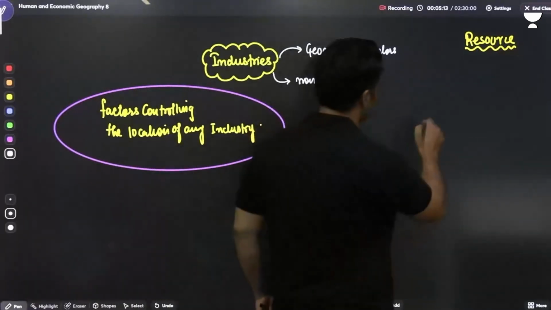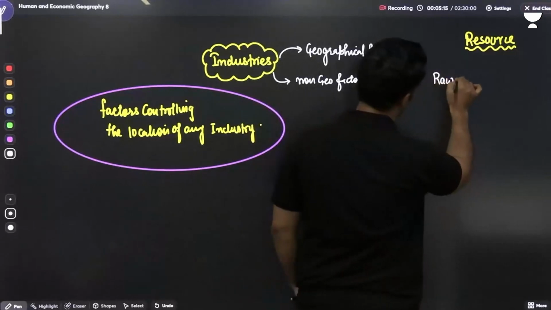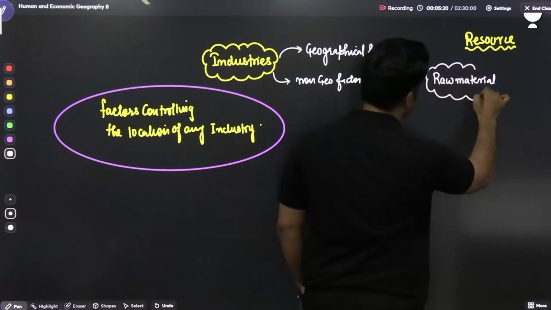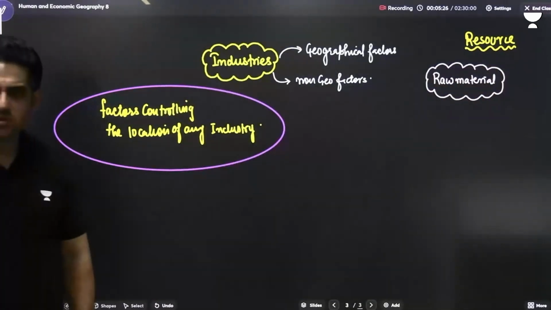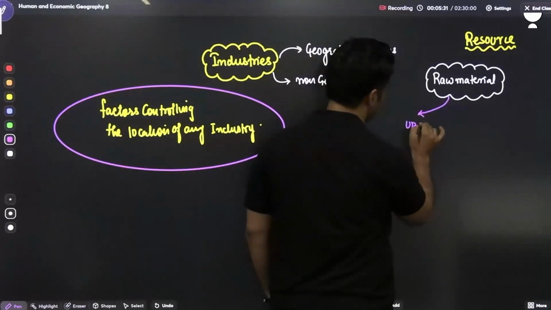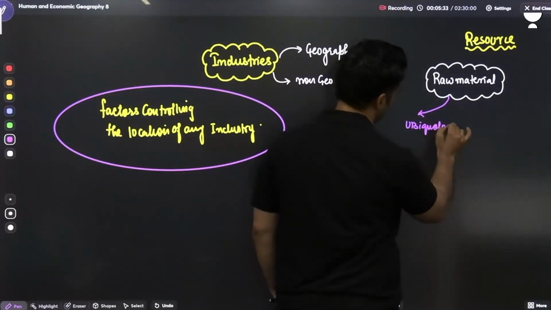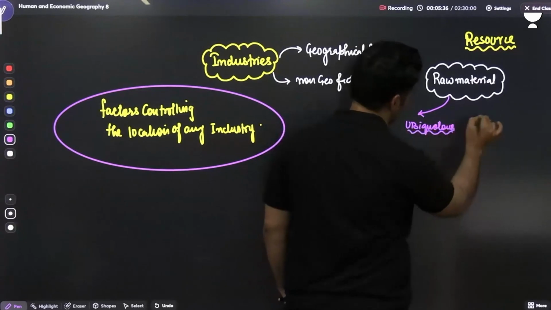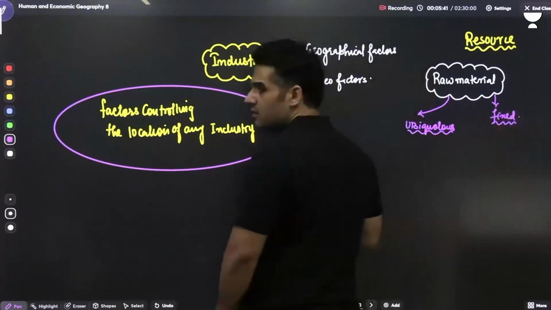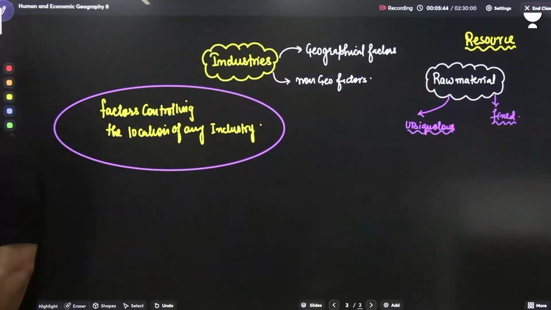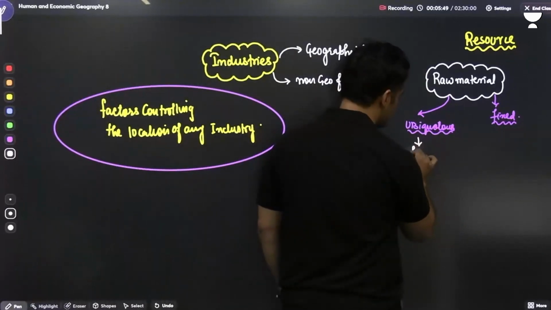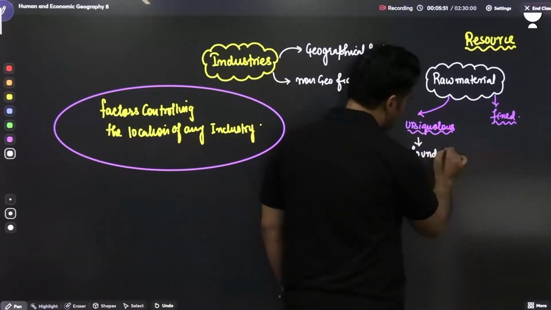But when we talk about the raw material, try to understand. Raw material can be of two types. One of the raw material is ubiquitous. Another raw material is fixed. Ubiquitous type of raw material is which you will find everywhere.